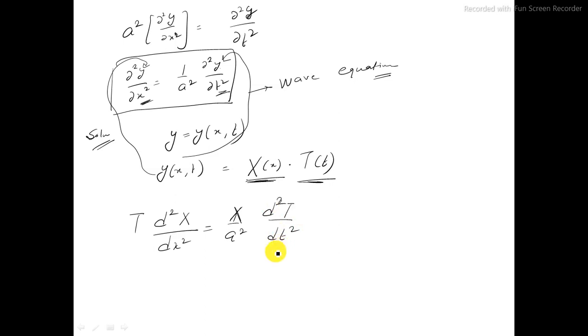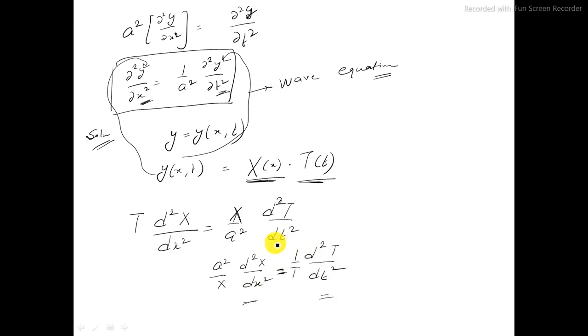Okay, so we will rearrange a little. We will take x terms on one side and t terms on the other side. We will take a² upon X, d²X/dx² equal to d²T/dt². We have taken x on the left side and t on the right side. We have forgotten to write 1 upon T, which is present in the equation.